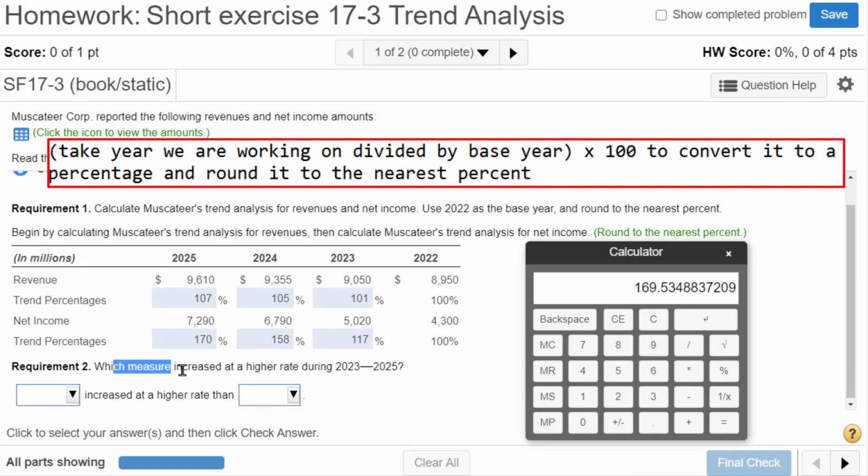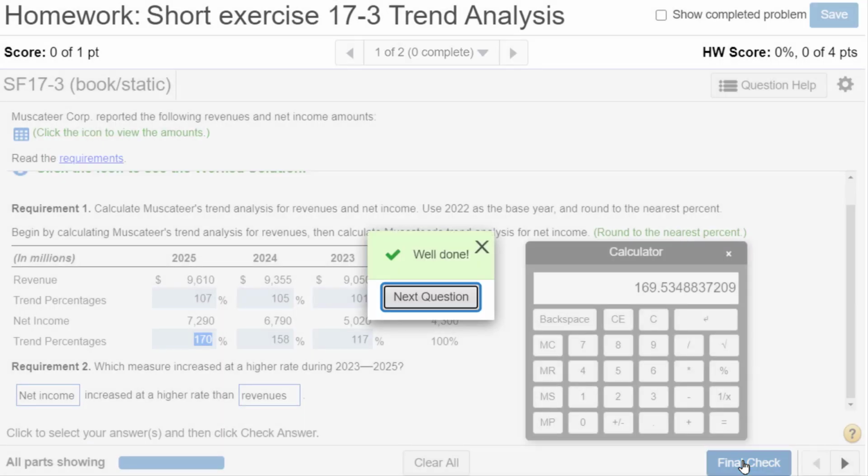So, which measure increased at a higher rate? They both increased, both revenues and net income, but as you can see, revenue increased at a much slower rate than net income. So net income increased at a higher rate than revenues. So this company is in really good shape.